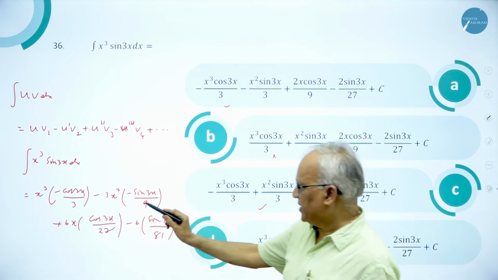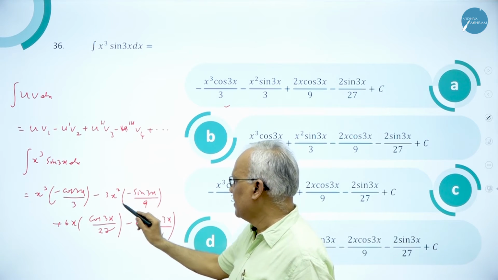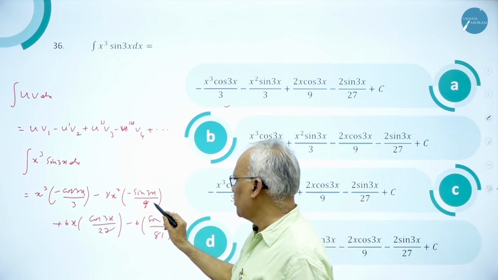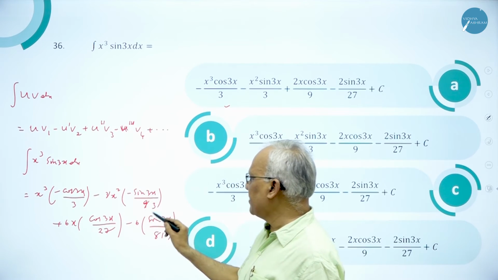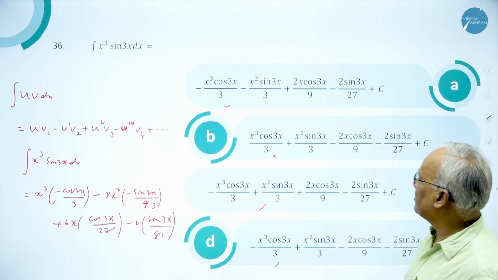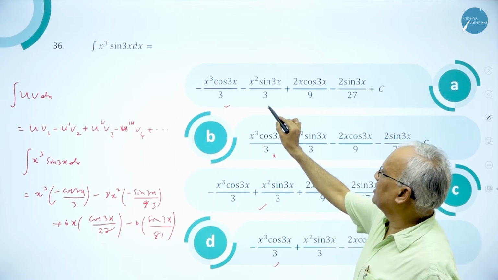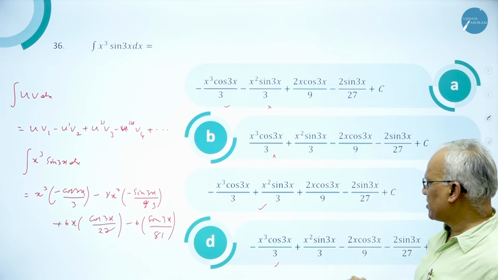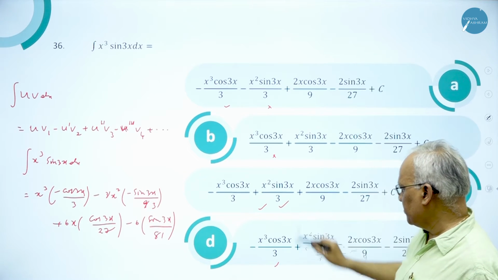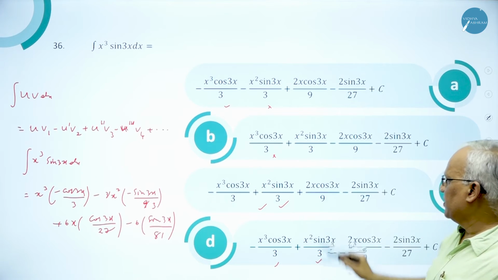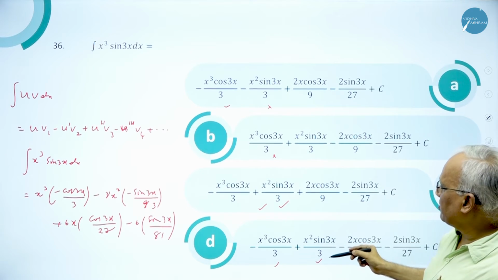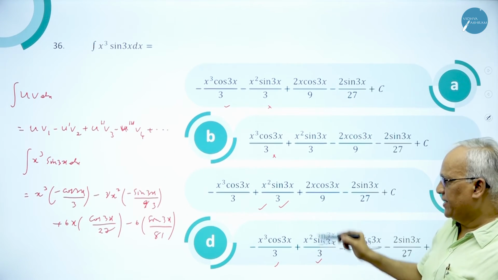Next, see the second term. Minus of minus is plus. 3 cancels. So you have plus x squared sin 3x by 3. You should not see this now. Plus x squared sin 3x by 3. This is not true. Plus x squared sin 3x by 3. This is true, and this is also true. So you are left with only two answers, C and D.